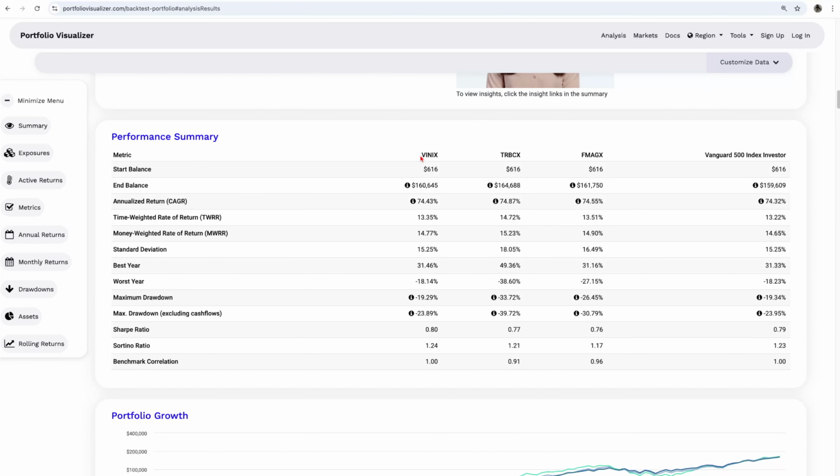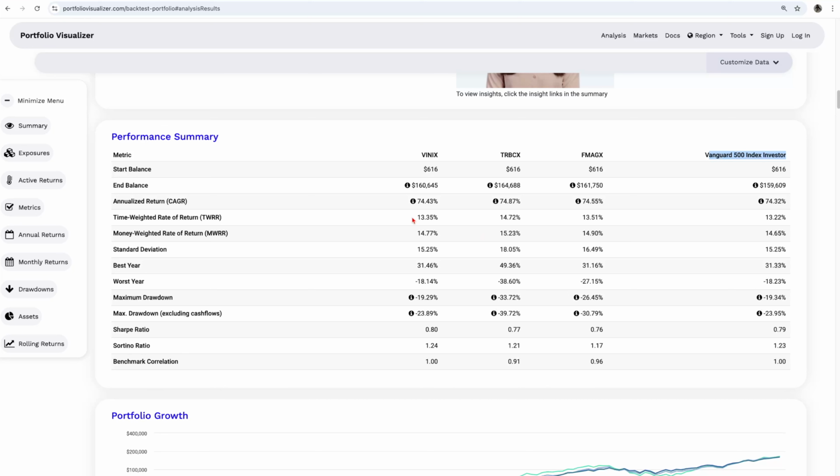The 3 funds I'm comparing are here, and the benchmark is Vanguard 500 Index Investor, which is an S&P 500 index. They all have the same starting balance. The ending balance for the 3 funds are 160,645, 164,688, 161,750, compared to the benchmark of 159,609. This is the performance for that 10-year period.